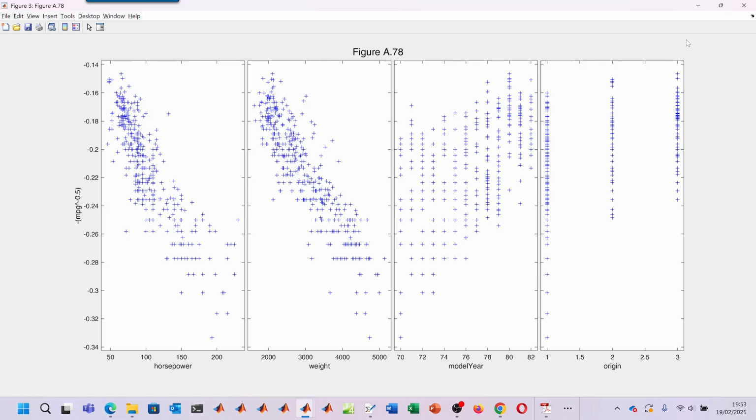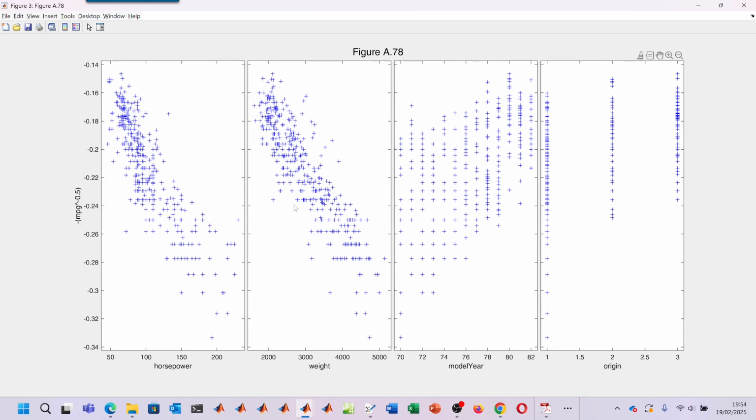In figure A78, we give a y-x plot of the transformed data for the significant explanatory variables. Note that we have transformed miles per gallon to the minus 0.5, so that the large has become the small. We're interested in thinking about our transformed response on the scale of the original variables, although transformed. So we use minus the reciprocal square root of the data as our response.